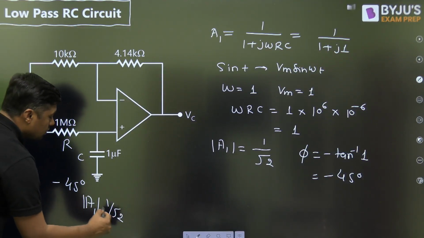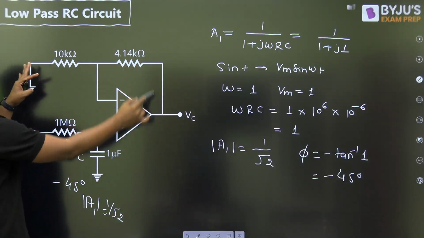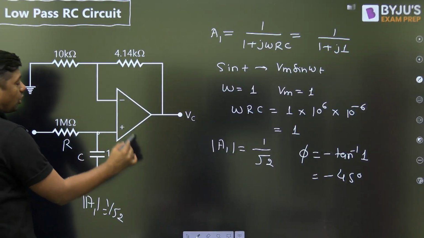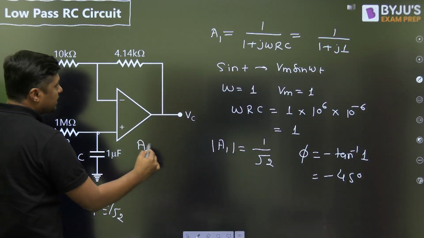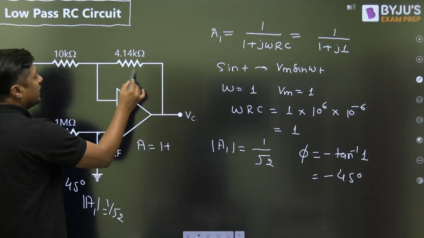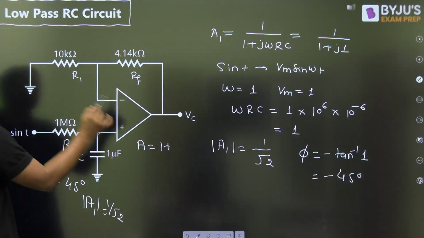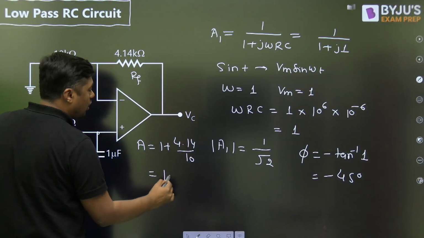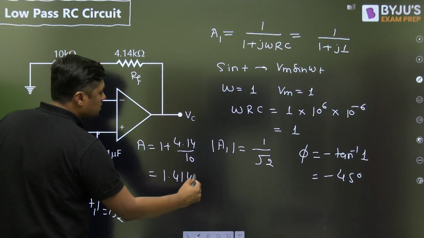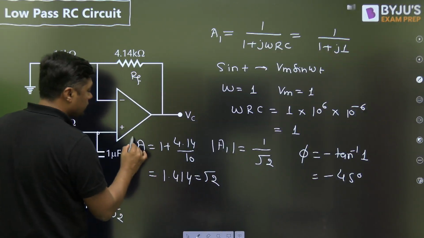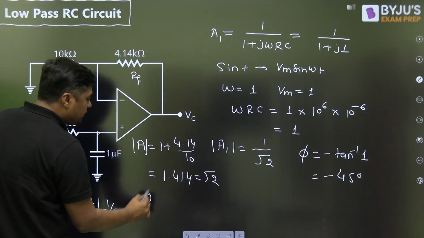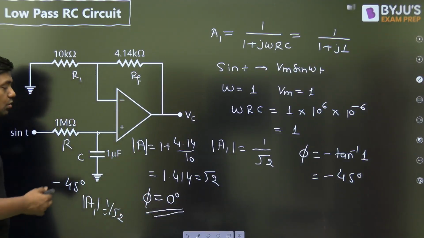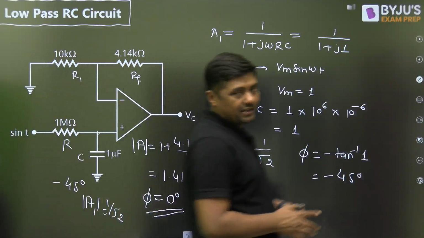Now, what about this portion? This portion is a non-inverting operational amplifier. For a non-inverting operational amplifier, the gain is 1 plus RF by R1. So it will become 1 plus 4.14 divided by 10, that is nothing but 1.414. This is nearly equal to root 2. And what is the phase shift? 0, because it is a non-inverting operational amplifier.